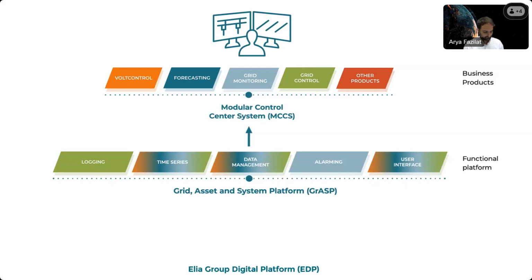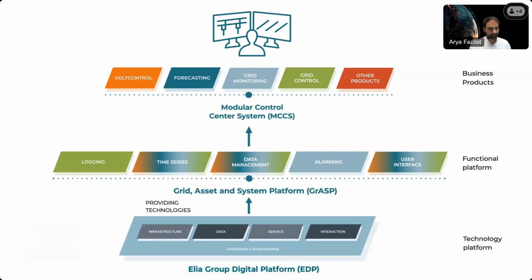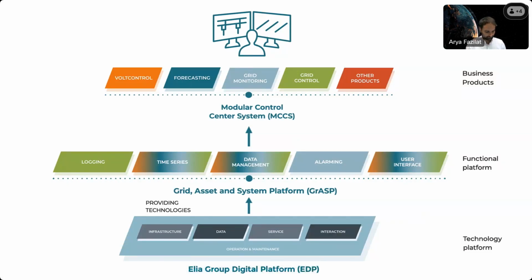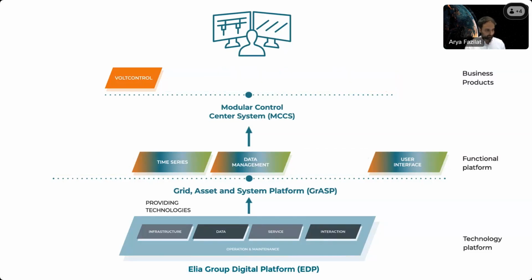The bottom layer is the Elia Group Digital Platform, EDP, which provides foundational technologies needed to run functional platforms and business products: infrastructure technology, data and service technology, interaction, and operations and maintenance, O&M. To understand the benefits of this platform approach, we will now take a closer look at volt control.